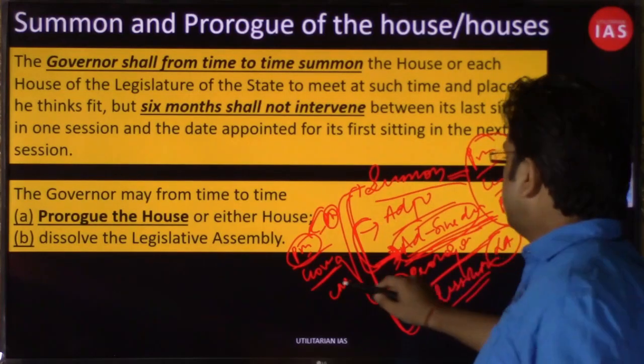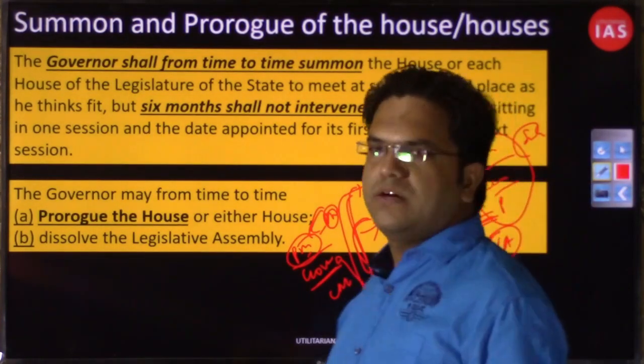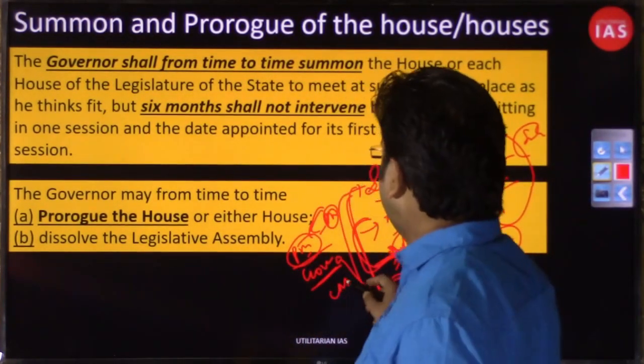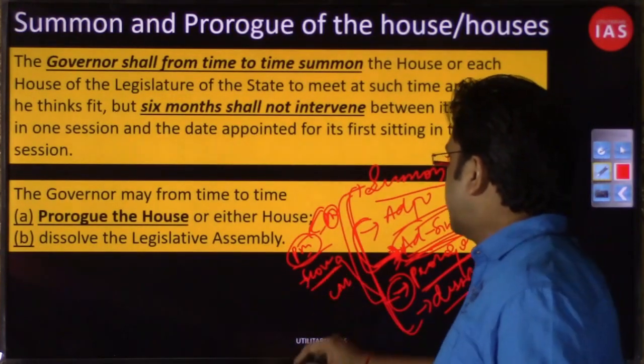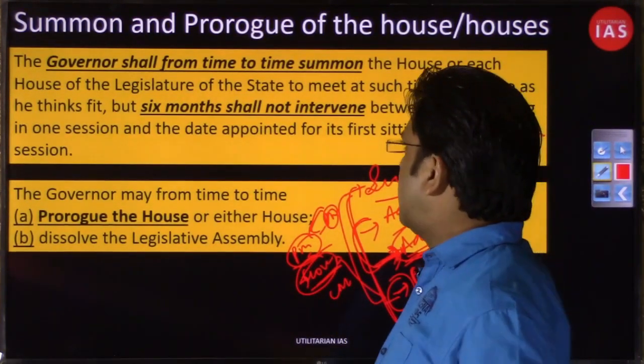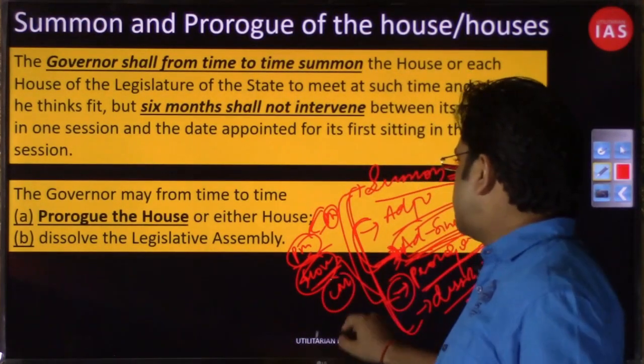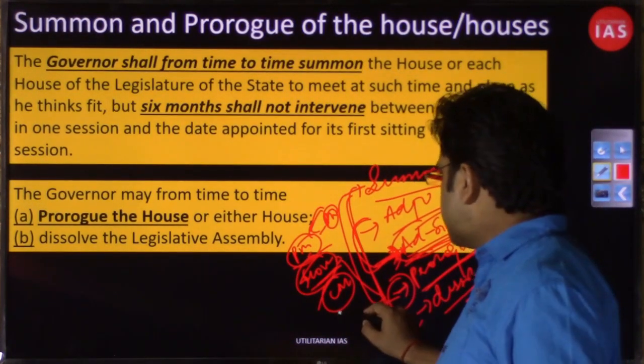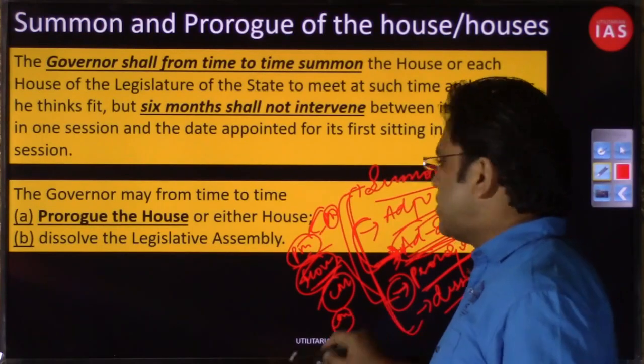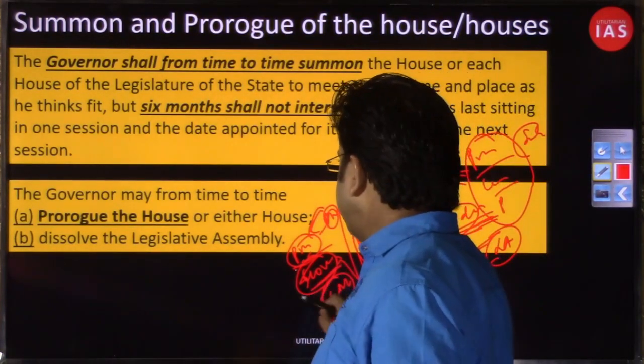So summoning, as I already told you, is announced by this summon and prorogue notification issued by the governor, and the governor generally announces this on the advice of the chief minister, and the chief minister is guided by the advice of the council of ministers. But I am saying this generally.